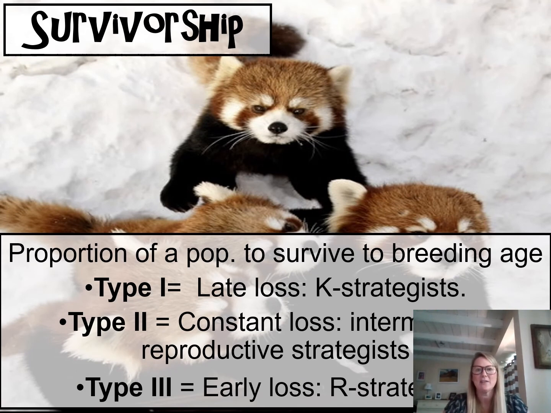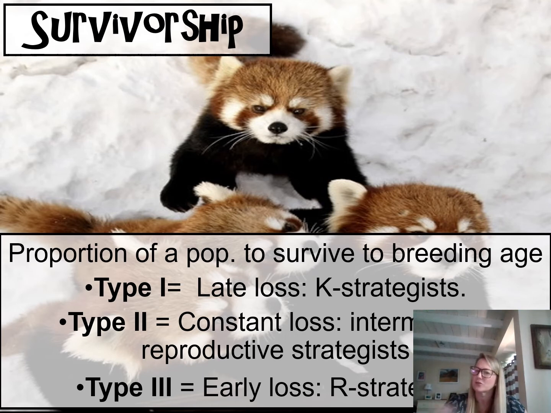The last thing that we need to cover in population dynamics is survivorship. Survivorship is a measure or proportion of how many organisms in that population survive to breeding age. Again, that all changes with what species or what population you're talking about. There are 3 different categories: type 1, type 2, and type 3. Type 1 survivorship tends to be the late losers. That means a lot of the organisms in that population do make it to old age, and then that's where you start seeing the late loss in life. Those tend to be the K-selected species.